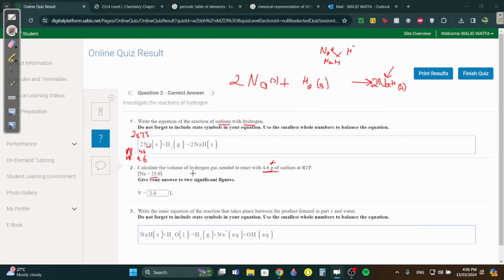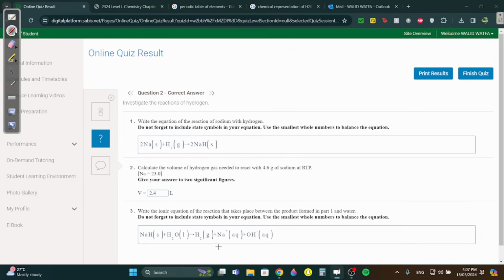We want the volume of hydrogen at RTP. In my reaction, how much volume do I have? I have 24, because RTP means Vm equals 24. And since I have 1 mole of hydrogen in the reaction, it's 1 times 24, which is 24. So what's my GR? You cross multiply and you get 2.4 liters. That's it.